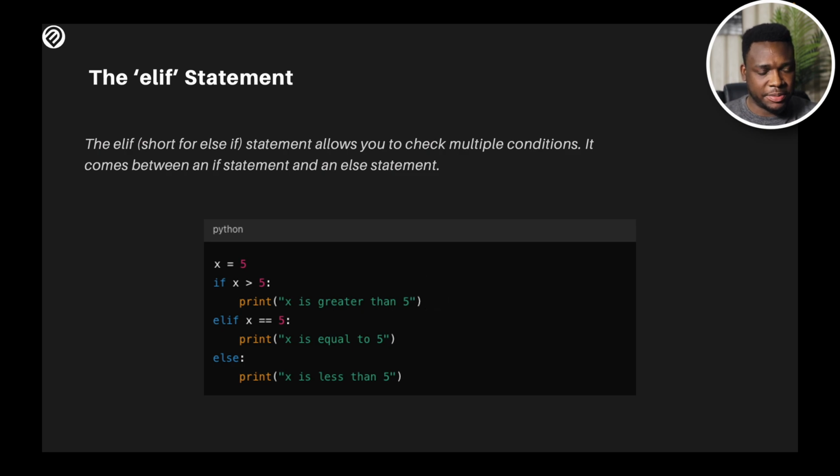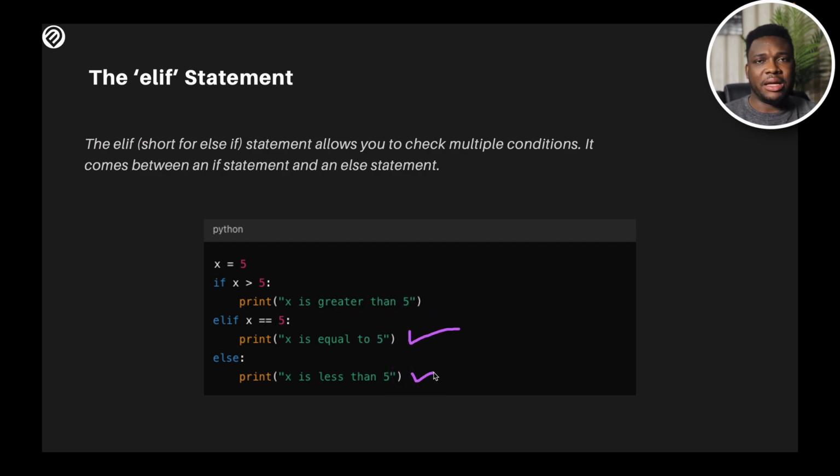What happens next? What happens next is, instead of coming to say else, print x is less than 5, you could add an elif, you put another condition, a second condition. Now check, is x equal to 5? If x is equal to 5, then you print x is equal to 5. But if this condition is not met, the next thing that's going to be printed is this.